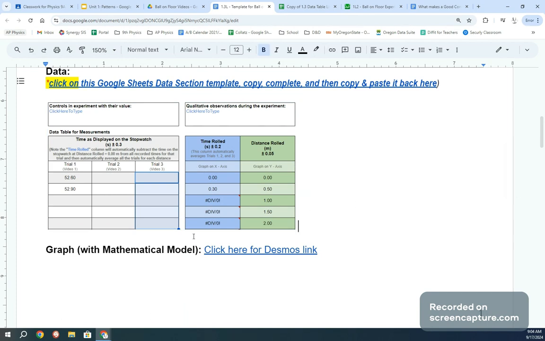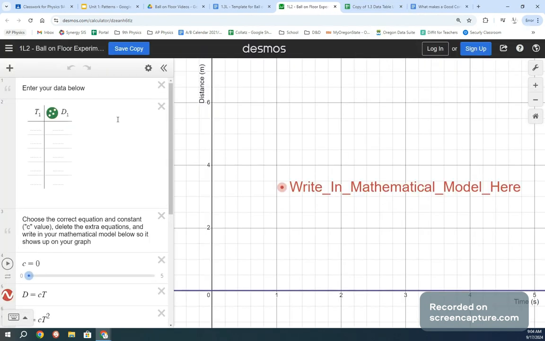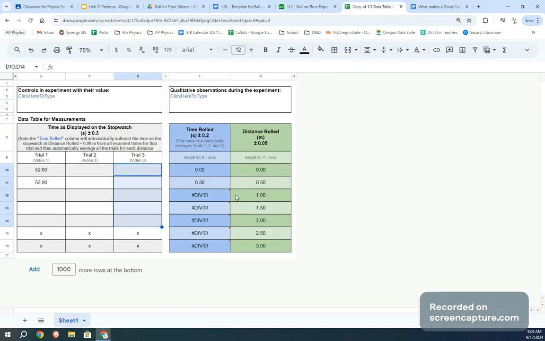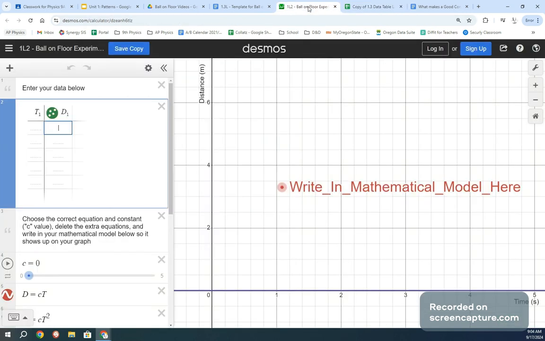Okay. The next thing that we're looking at is the Desmos link. So again, this will take us right to Desmos. I already had it open, but that's okay. So T and D, we've got this little area here that says enter your data below. And if we look at our data table, this is what says graph on X and graph on Y. This is time and this is distance. I bet we can figure out which one is the T and which one is the D. So then you would just fill out all of these things.